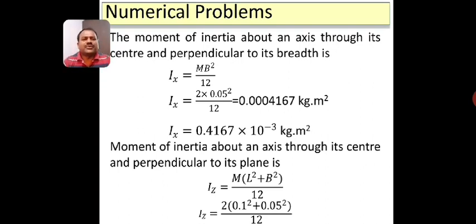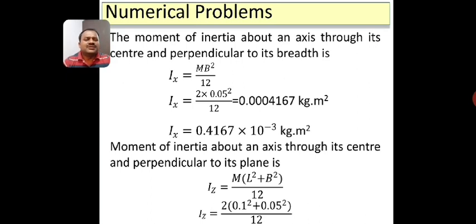Next, the moment of inertia about an axis through its center and perpendicular to its breadth is given by Ix is equal to m B square by 12. Here B is 0.05 meter and m is 2. Therefore, substitute that. You will get 2 into 0.05 whole square, whole divided by 12, which is equal to 0.0004167 kg meter square. Or else it can be written, by shifting the decimal point by 3 places, as 0.4167 into 10 power minus 3 kg meter square.